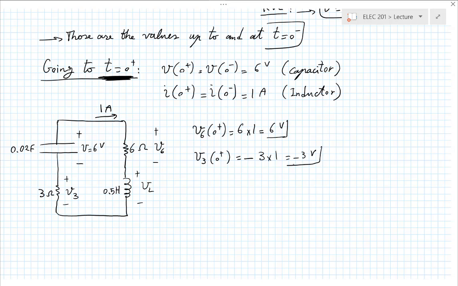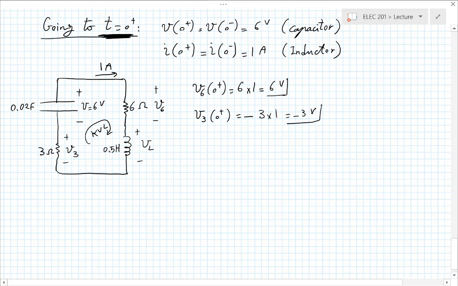You can also think about it in another way. You know that there is this 1 amp current going like that, right? Equivalently, it means that there is a minus 1 amp current going downward, which means V3 is minus 1 times 3, which is the same answer. So now let's write a KVL. Knowing those voltages, we'll find the inductor voltage also, if we are interested in it, which we will eventually be. But for now, just for the sake of completeness.